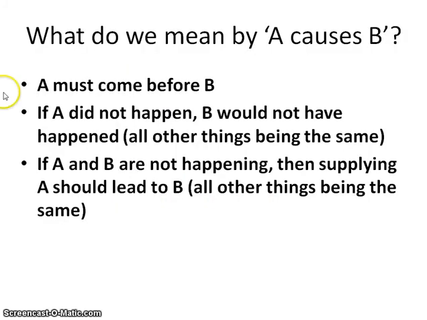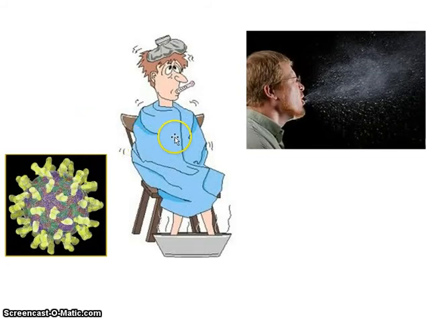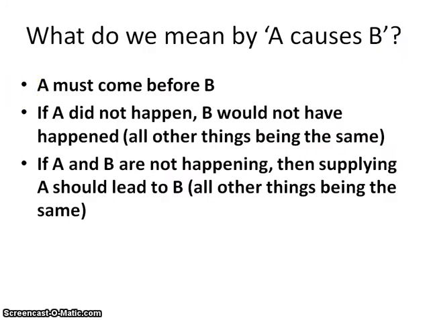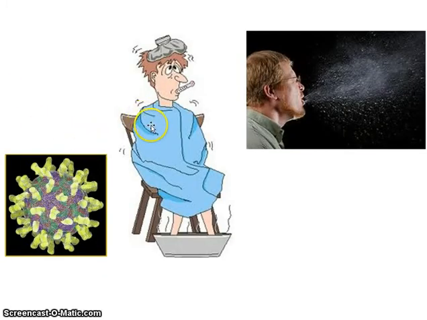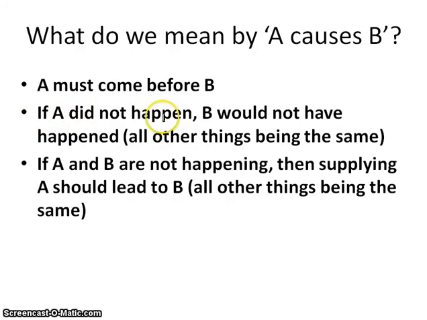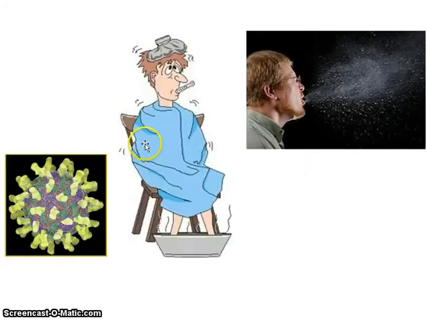So back to our definition, let's see what it would mean for a virus to cause a cold. First of all, this guy was originally healthy, right? But then he got the virus. So the virus has to enter the body before the cold symptoms appear. That satisfies point number one. Secondly, if this guy didn't get this virus, he wouldn't be sick, right? That's point number two. If A did not happen, B would not have happened. And point number three is that if this guy was healthy, and then we give him the virus, he's going to get sick, right?